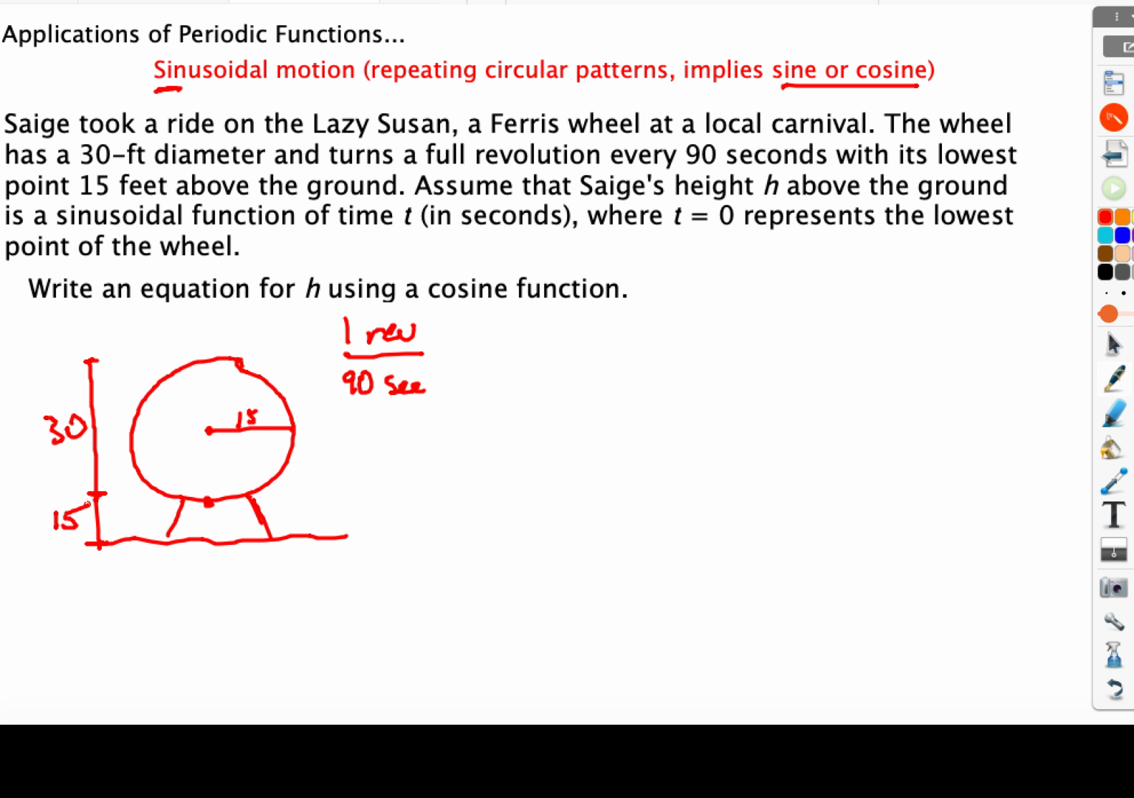Assume that Sage's height h above the ground is a sinusoidal function of time t in seconds, where t equals 0 represents the lowest point on the wheel. Write an equation for h using a cosine function. Now, I like that they said cosine because if we're talking about the lowest point, remember that cosines are easy to graph starting from either a minimum or a maximum. So if we're going to start at the minimum, the lowest possible point, as we travel around this wheel, it's nice that we're working with a cosine. Now, the height at any given moment in time is h, or basically we want to set up h of t. We want to plug in the number of seconds and find the height.